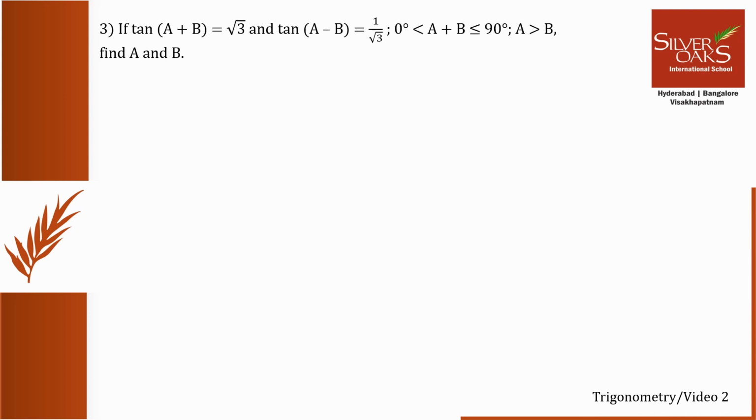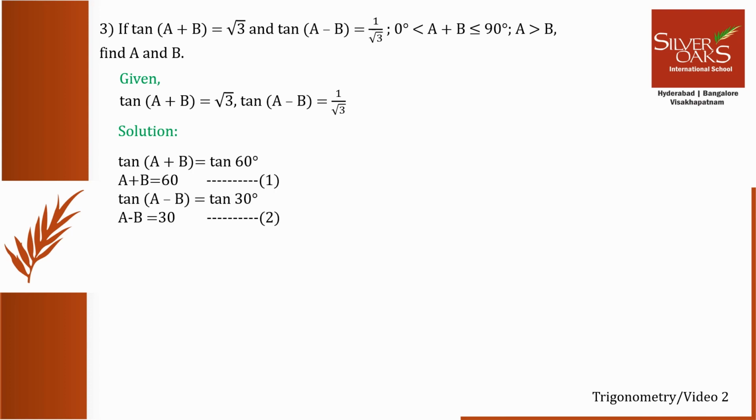If tan of a plus b is equal to root 3 and tan of a minus b is equal to 1 by root 3, it is given as 0 degrees less than a plus b less than or equal to 90 degrees, and another condition given here is a greater than b. Find a and b. For this, let us write what is given to us. Tan of a plus b is equal to root 3, and tan of a minus b is equal to 1 by root 3. It is given to us.